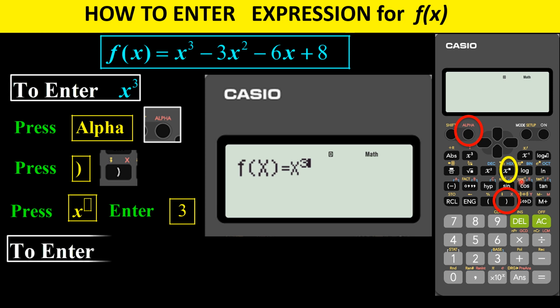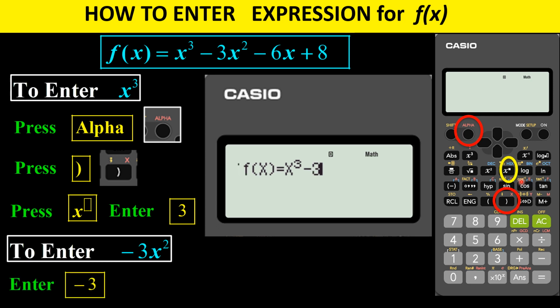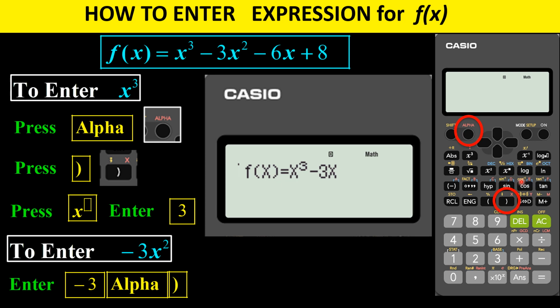Now let's continue with the rest of the terms, negative 3x squared. First of all, you just have to enter a negative 3. Now you want an x. How do we get x again? Alpha and the bracket, and there's my 3x. Now because I want a square, I can just use the square key. You see there's a key there, x squared. If you press that, you'll see x squared coming.